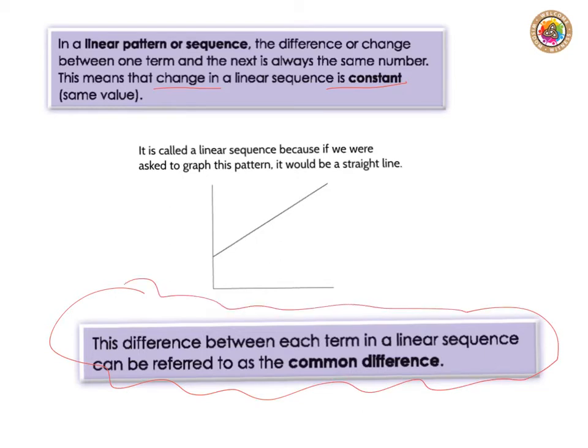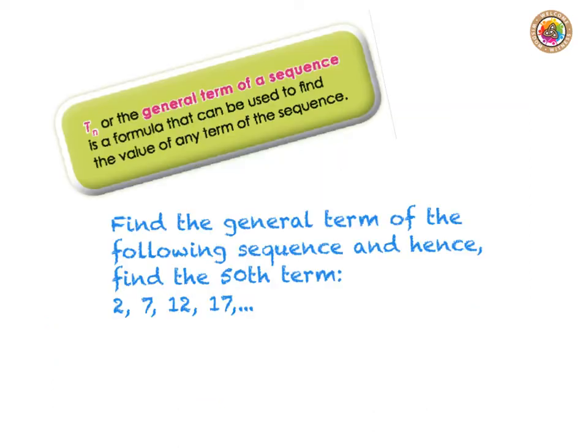But always, if we have a linear sequence, one, it will form a straight line, and two, in order for that to happen, the change between each term has to be constant. Our rule, the general term of a sequence, is the formula that can be used to find the value of any term in the sequence. Now we're going to do a little example. It says find the general term of the following sequence and hence find the 50th term.